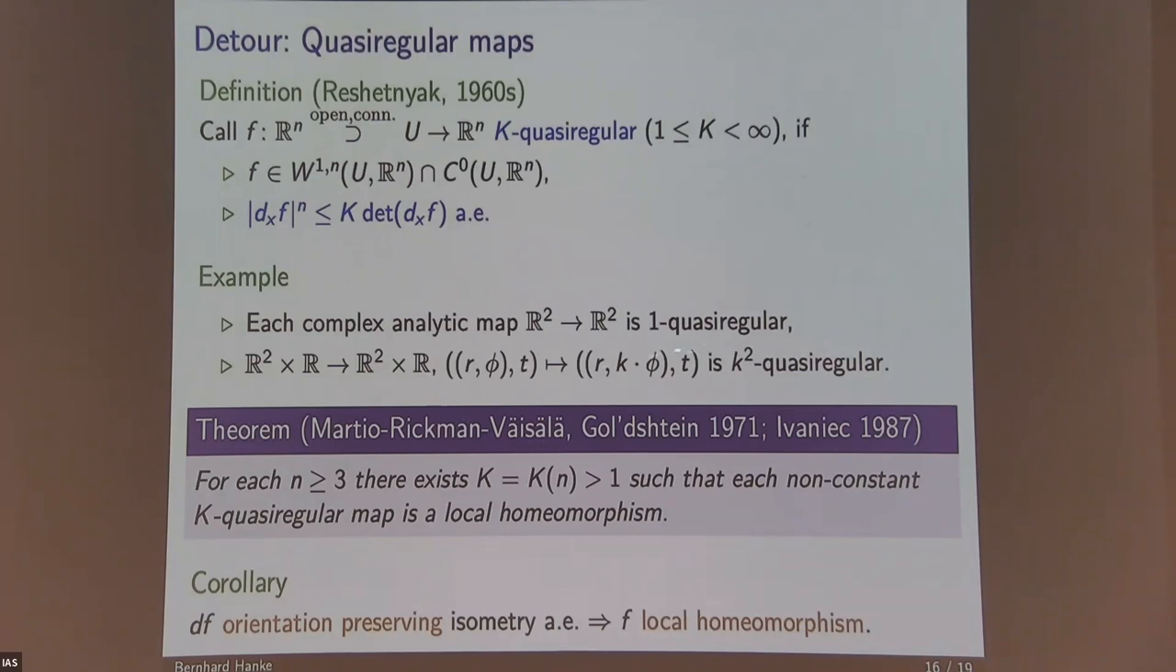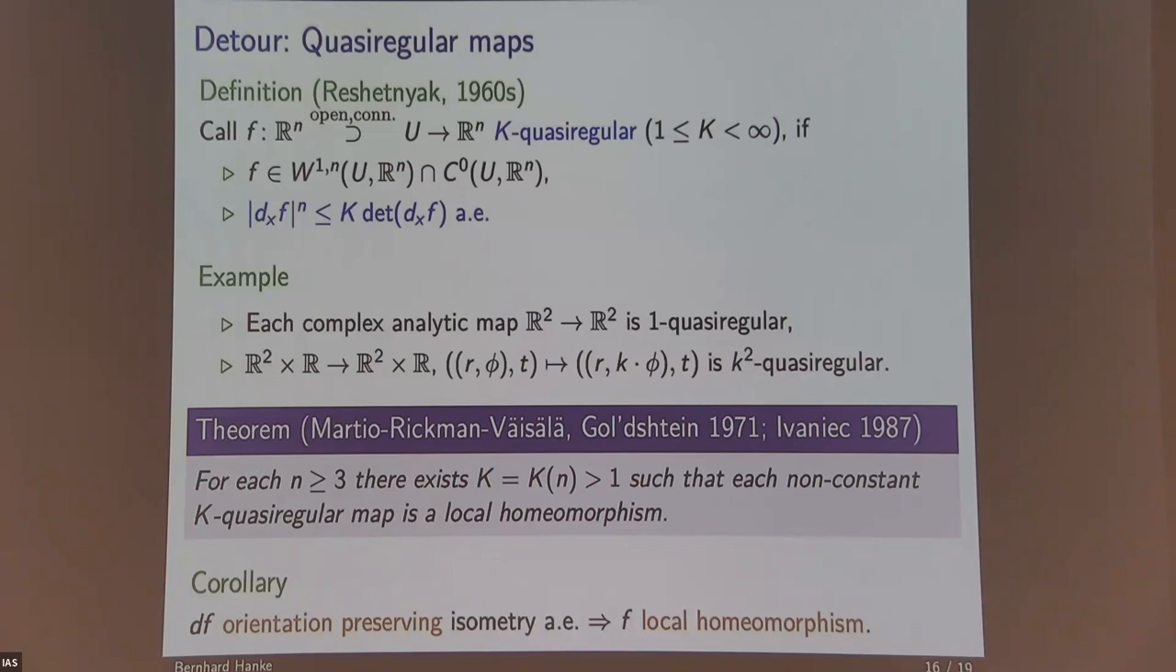Take a cylinder, where phi is the angle parameter of the plane of the cylinder, and r is the radial parameter. So we have polar coordinates here, and you multiply the angle parameter by k, so you wrap it around k times. This map is k-squared quasi-regular, but of course it's not smooth at the origin along the axis. Here we see a kind of branching behavior, so this map is not a homeomorphism, though it is k-squared quasi-regular.